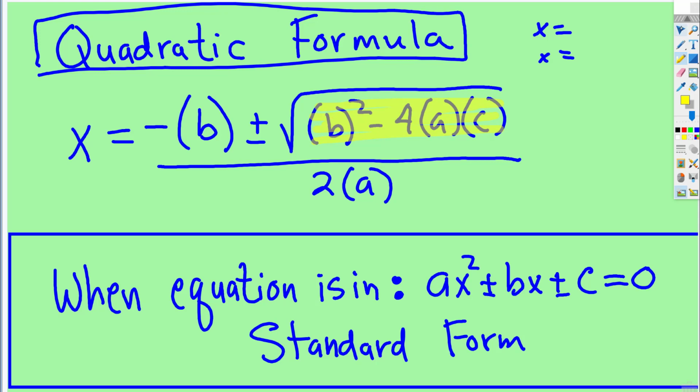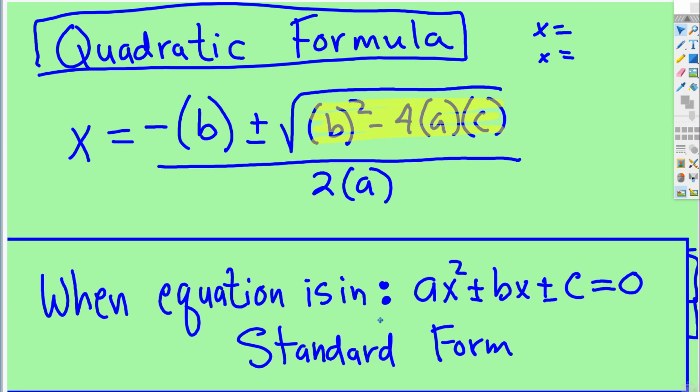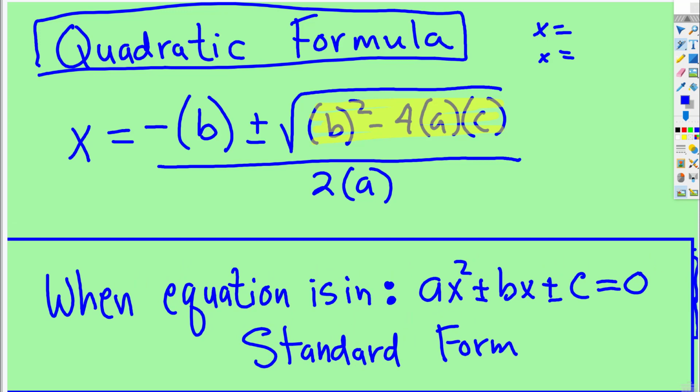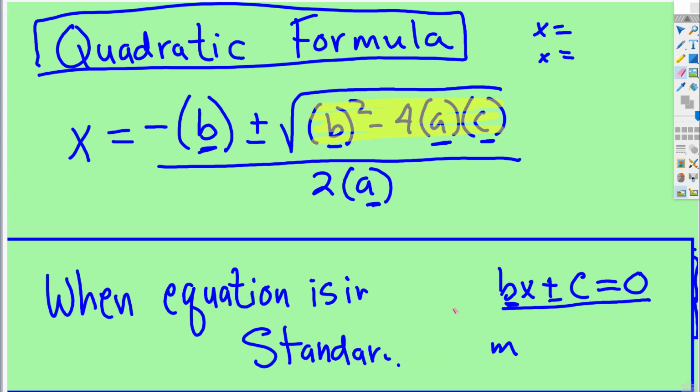That piece is called the discriminant, and I'm going to move this out of the way. Oh, by the way, you use the quadratic formula when it's in standard form. When you have ax squared plus or minus something x plus or minus a constant. When it's in this form, here you have all the pieces. Your a, your b, and your c.